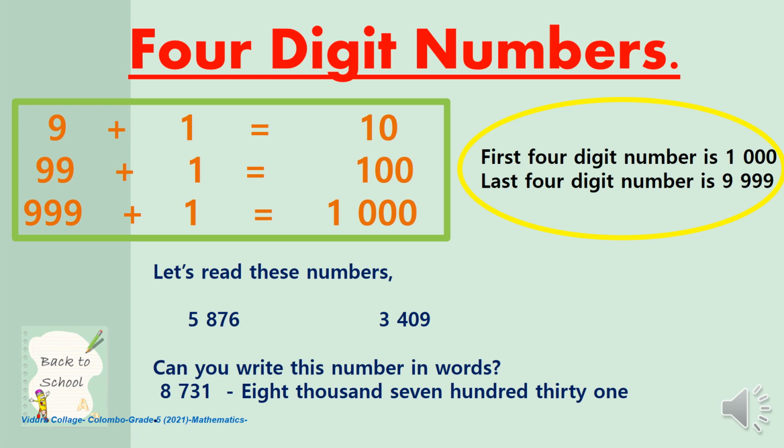Let's read these numbers. 5876. So the number is 5876. 3409. 3409. So kids, can you see here there's a little gap between 5 and 8, and 3 and 4. So when you are writing 4-digit numbers, make sure to separate the last 3 digits from the first digit. We'll learn the reason later.